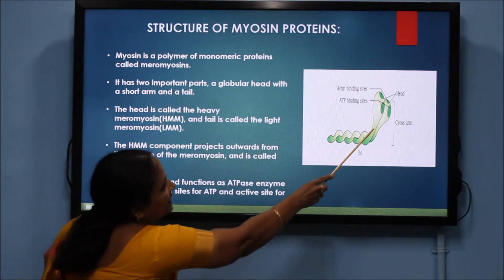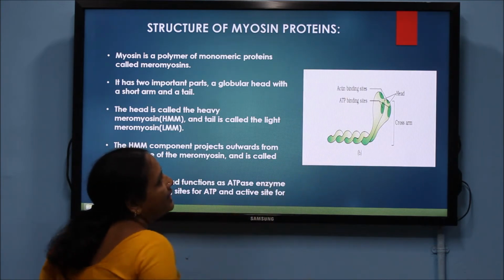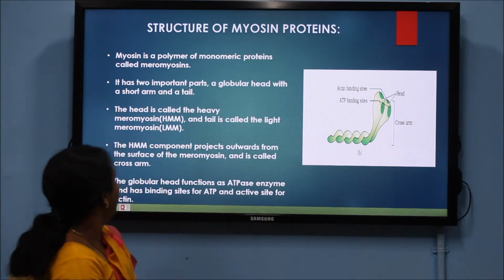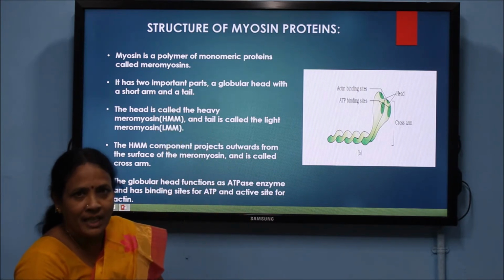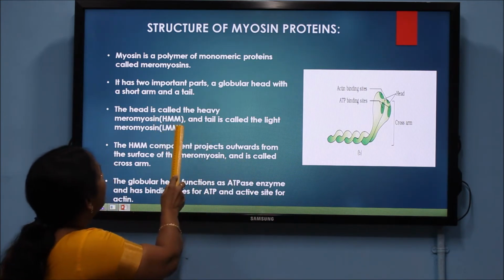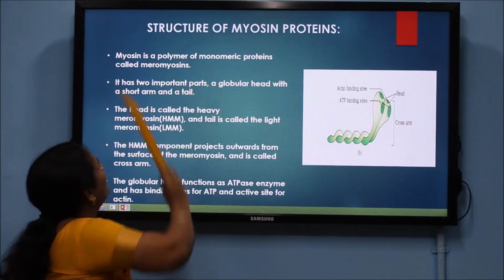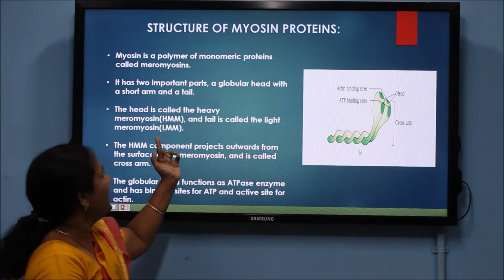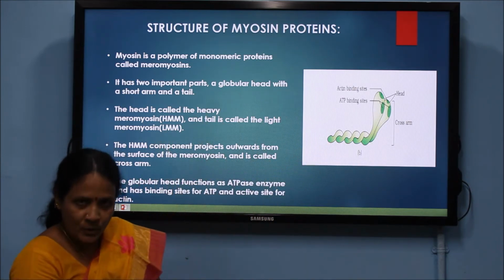Okay, now this is the small arm and this is the tail. Because of the presence of the actin binding site as well as the ATP binding site in the head region, they are called heavy meromyosin. What is this heavy meromyosin? Myosin is a polymer of monomeric protein called meromyosin. So this head portion is said to be heavy meromyosin and the tail portion is said to be light meromyosin.